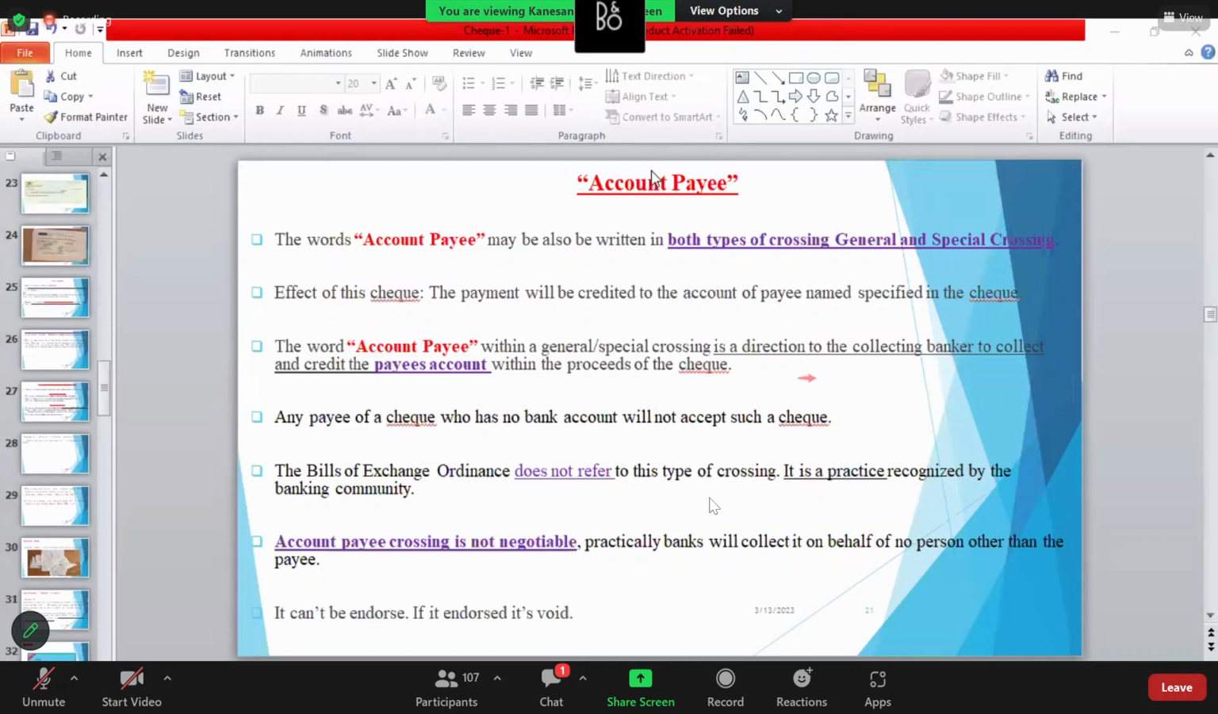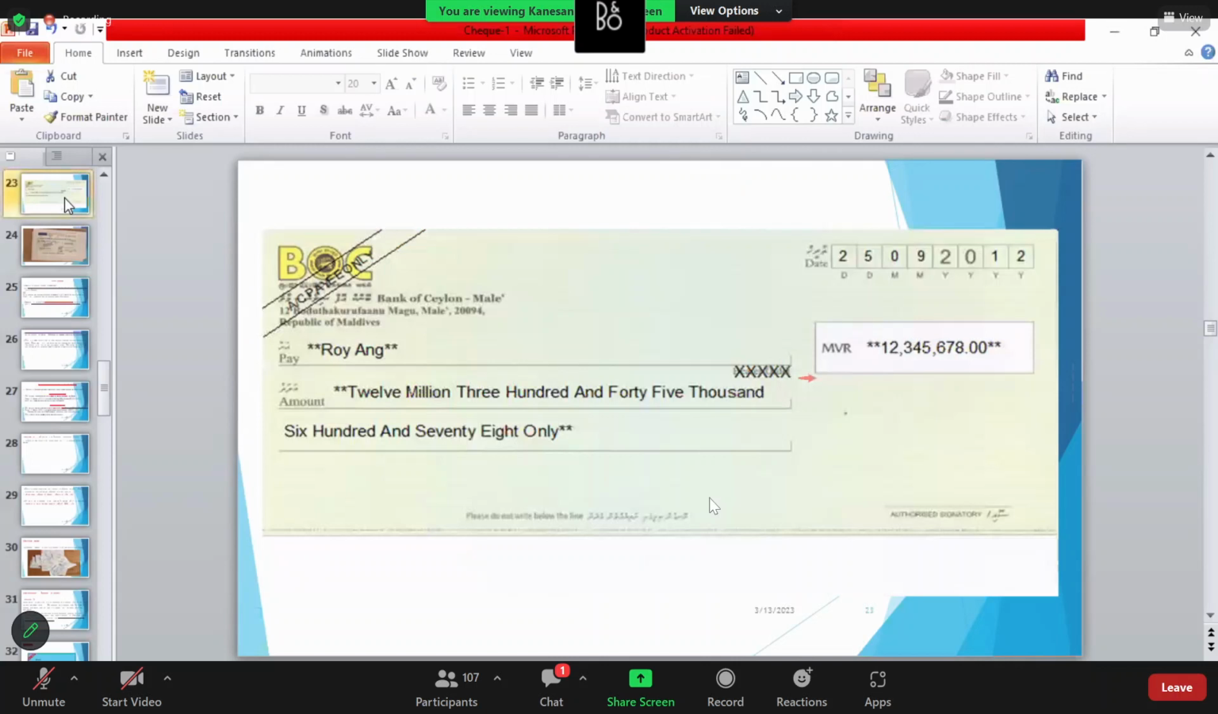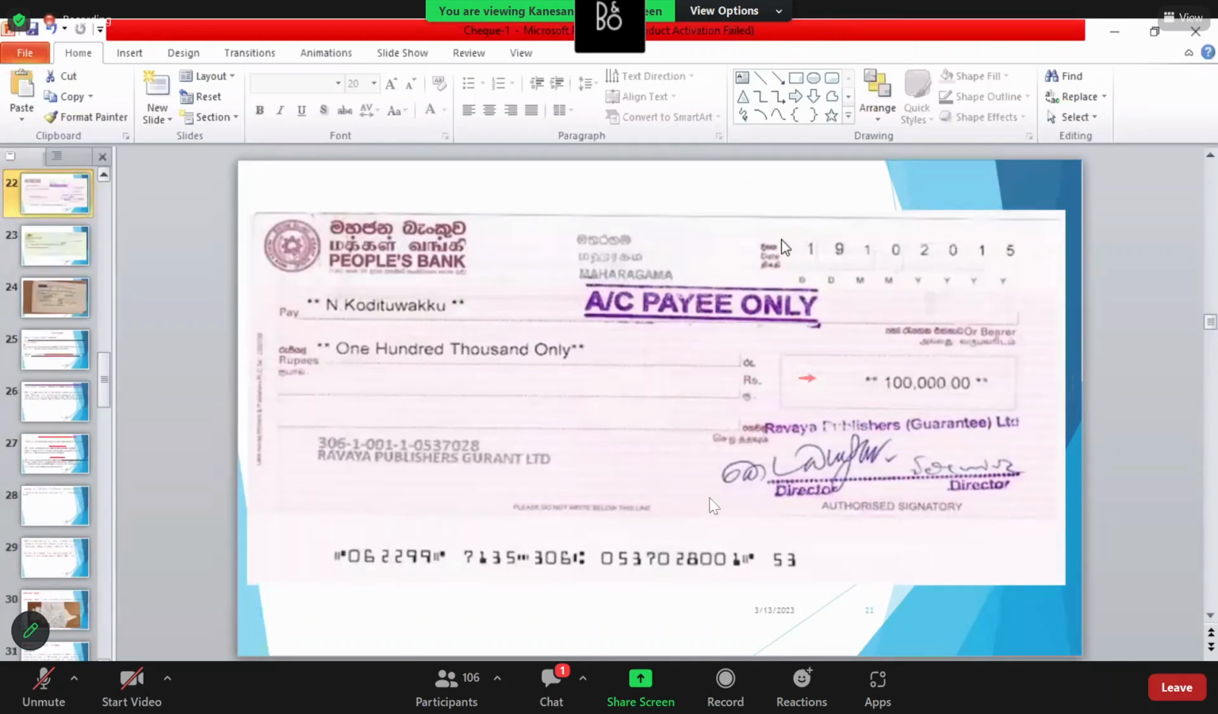Ma'am, it means we can't endorse an account payee check? Only checks. Yes, you can't endorse. You can't write some other person's name on the back side of a check, right? You can't endorse. That's a special thing, the account payee check. Why do we have these kinds of things, students? Tell me, if you are receiving an account payee check. Here, in this example, you are receiving this account payee check, right?